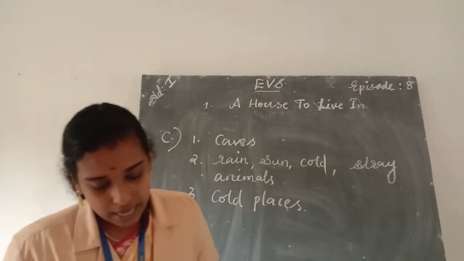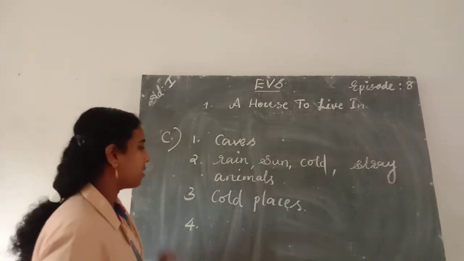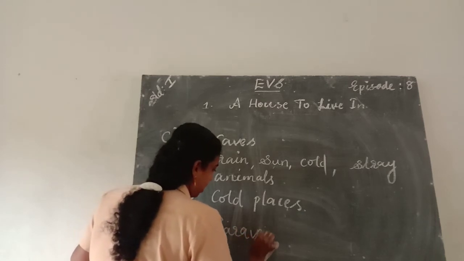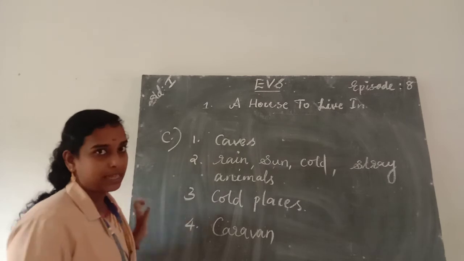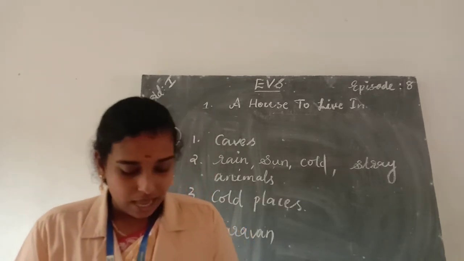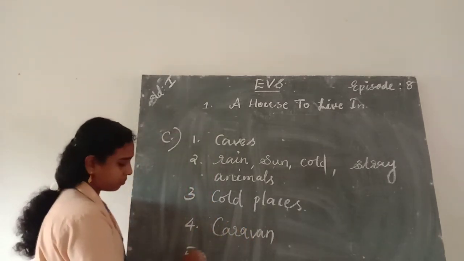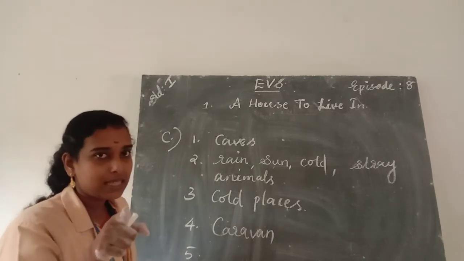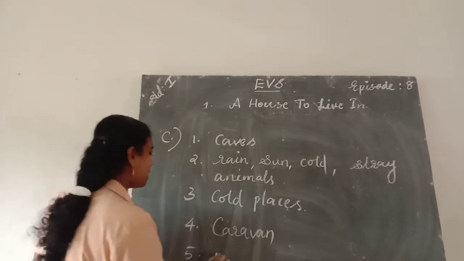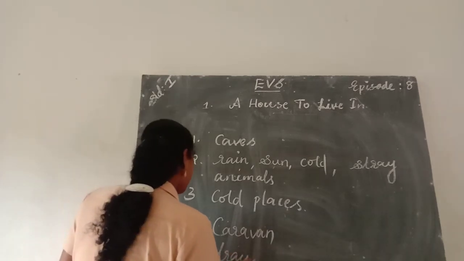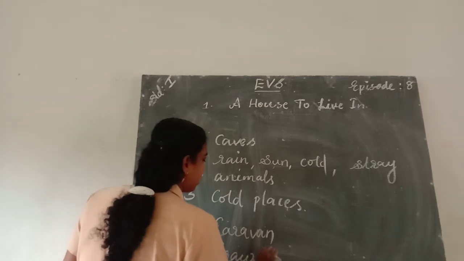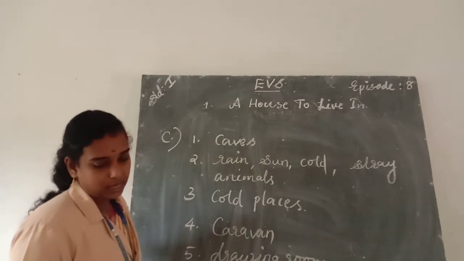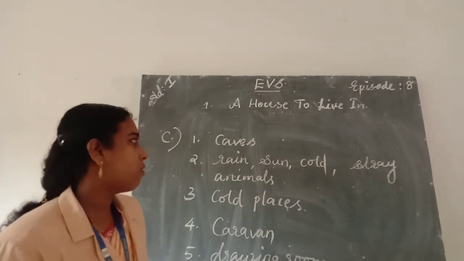And fourth question. Name the house that has wheels. Yes, caravan. C-A-R-A-V-A-N, caravan is a temporary house on wheels. And last question. In which room do we attend our guests? We attend our guests in our drawing room. What is the spelling of drawing room? D-R-A-W-I-N-G, room, R-O-O-M, drawing room. So these are the answers of answer the following.